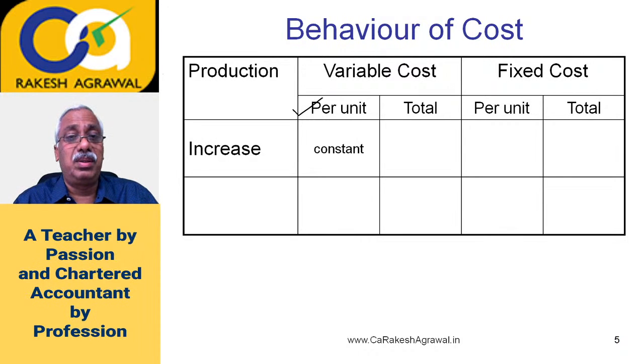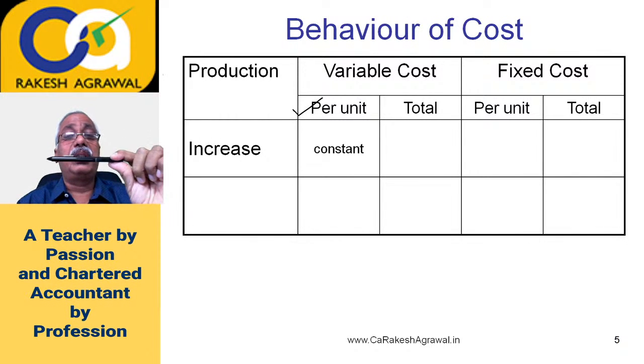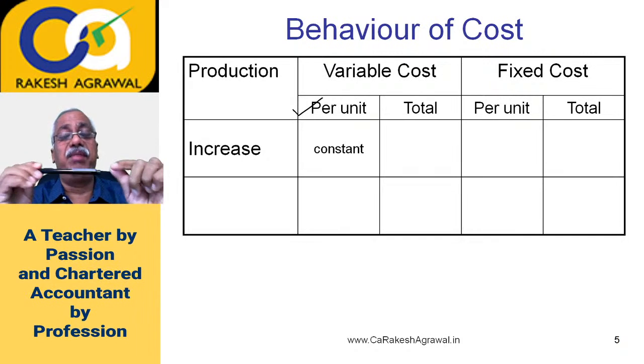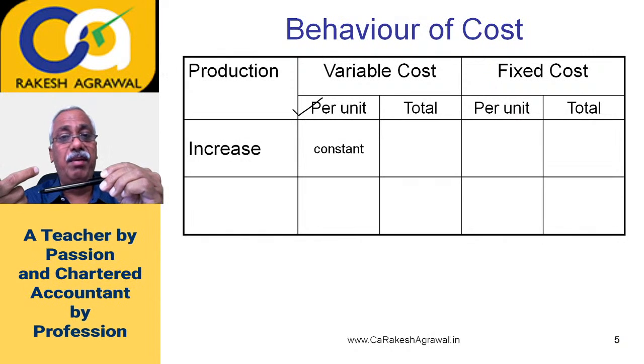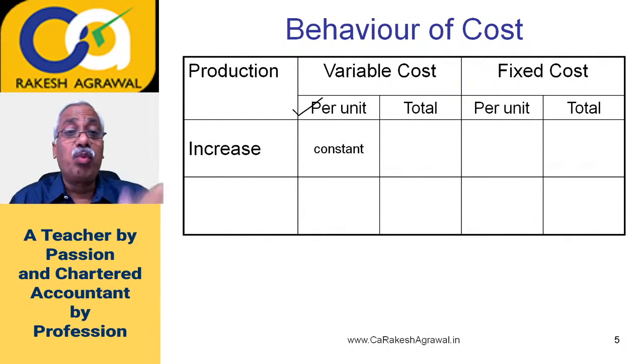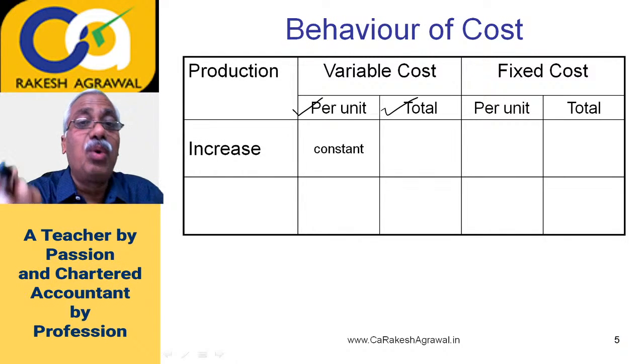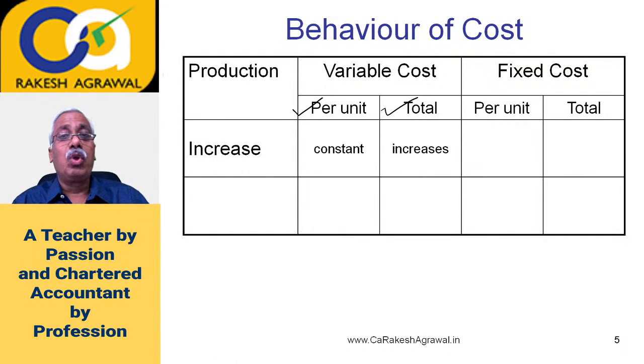It means if to manufacture one piece of output the variable cost is 50 rupees, for one piece it will remain 50 rupees. If I produce two pieces, then 50 rupees per unit into 2, it will be 100. If I produce 10 pieces, then 50 rupees into 10, it will be 500. It means total variable cost will go on increasing with increase in production. However, per unit variable cost always remains constant.